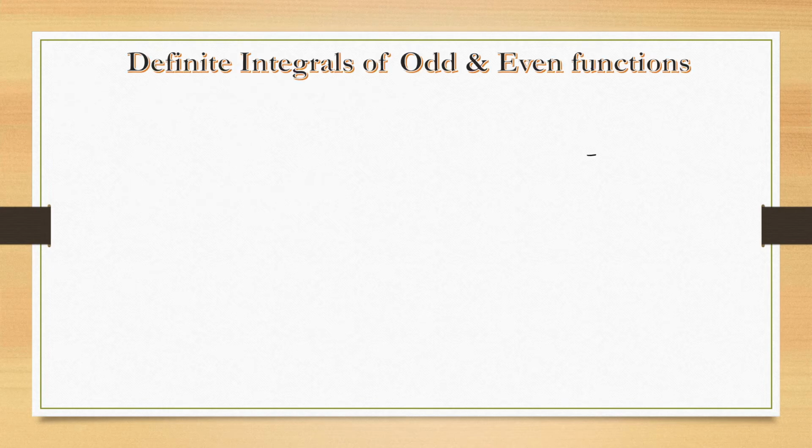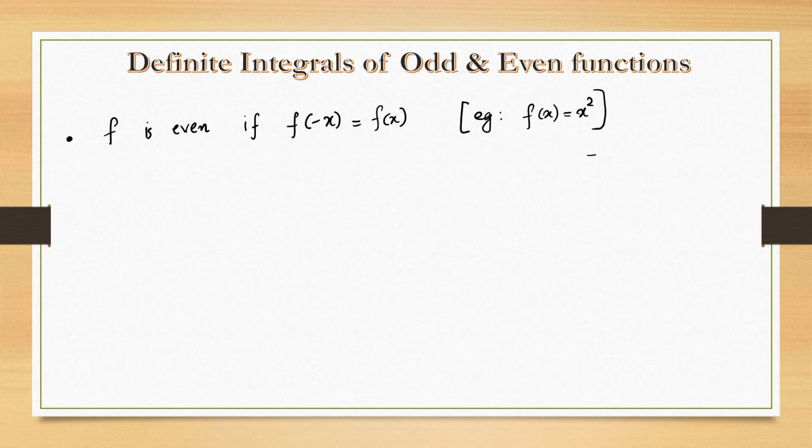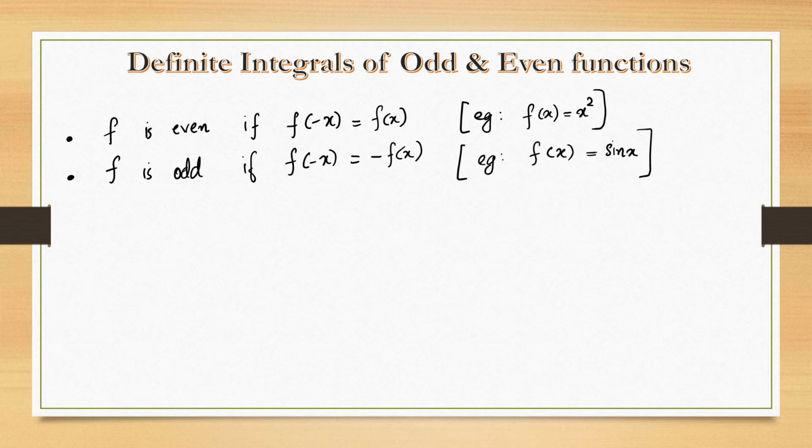Our next topic is definite integrals of odd and even functions. A function f is said to be even if f of minus x equal to f of x for all x. For example, f of x equal to x square is an even function. And a function f is said to be odd if f of minus x equal to minus f of x for all x. For example, f of x equal to sin x is an odd function.